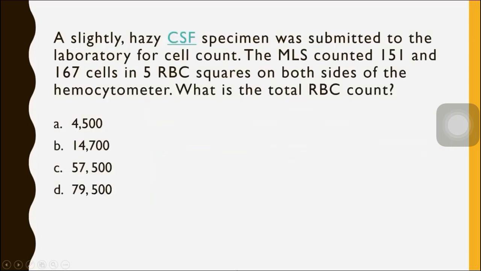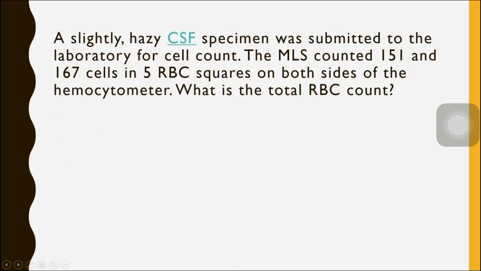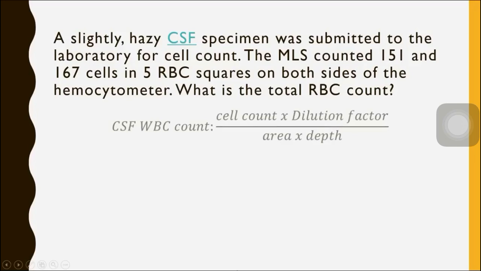Next, a slightly hazy CSF specimen was submitted to the laboratory for cell count. The medical laboratory scientists counted 151 and 167 cells in 5 RBC squares on both sides of the hemocytometer. What is the total RBC count? So again, we must take note yung formula. Ano yung formula natin for counting? So the general formula is cell count multiplied by dilution factor over area multiplied by depth. Again, yung depth natin is 0.1. Constant na yon.